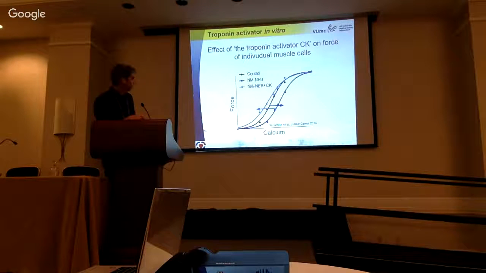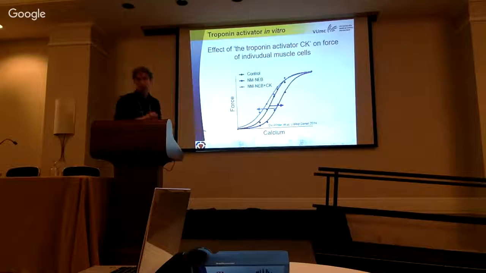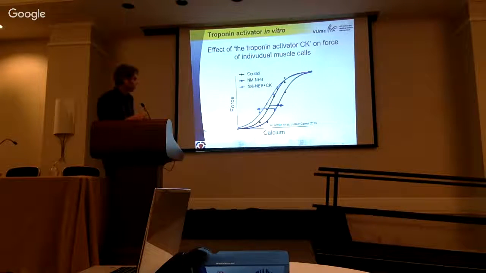Again, calcium over here, high calcium, low calcium. This is force. In black are control fibers. Dark blue are muscle fibers from patients with neuromyopathy called NEB mutations. As we showed before, this is rightward shifted. That means that at a given calcium concentration, they will generate less force than control fibers.